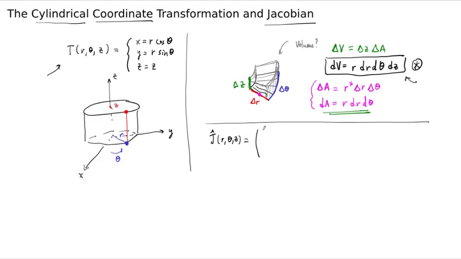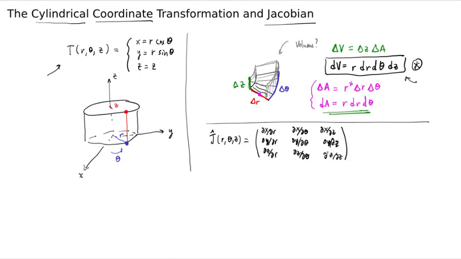So I'm going to write it in symbols. It's dx/dr, dy/dr, dz/dr. That's the first column. You take all the r derivatives of these functions, and then you go to the theta derivatives: dx/d theta, dy/d theta, dz/d theta. And then you go to the z derivatives: dx/dz, dy/dz, and then dz/dz.